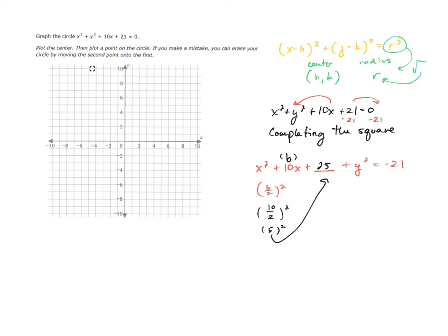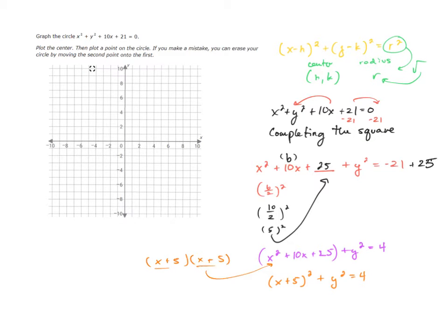Now, in order to keep the equation balanced, what you do to one side, you want to do to the other. So we're going to add a 25 over here as well. Now simplify the equation, and we end up with x squared plus 10x plus 25 plus y squared equals 4. Now, if you factor this, because we used completing the square, you can factor this to x plus 5 squared plus y squared equals 4. Meaning if I did x plus 5 and foiled this, I would end up with this here. Since this is multiplying by itself, you could say it's to the second power.